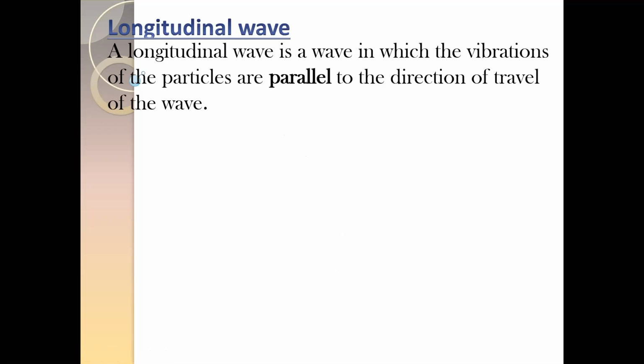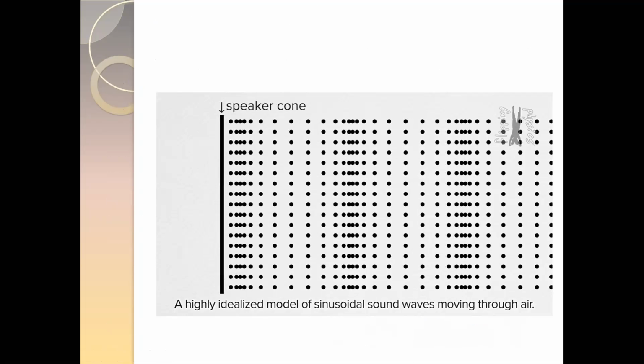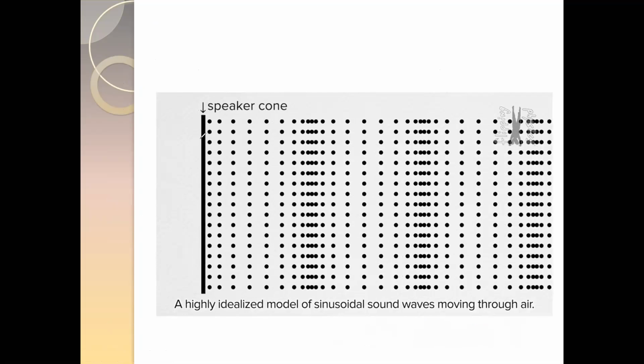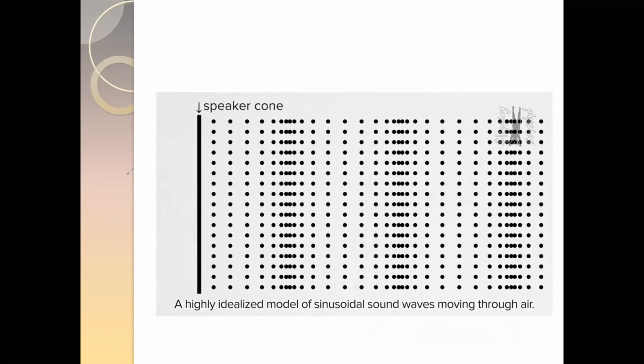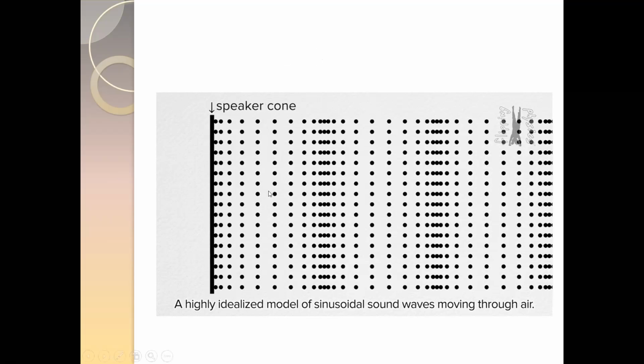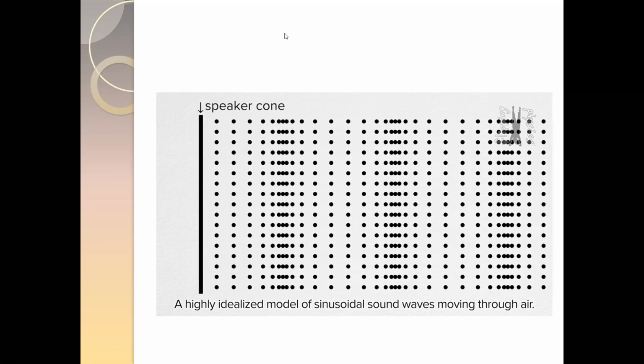For example, you have a loudspeaker. See, this is a loudspeaker cone. How does it produce a sound? The loudspeaker cone vibrates to and fro. There's a membrane here, the cone. So this membrane vibrates to and fro, and when it does, it collides with the air particles. As it collides with the air particles, the air particles push each other.